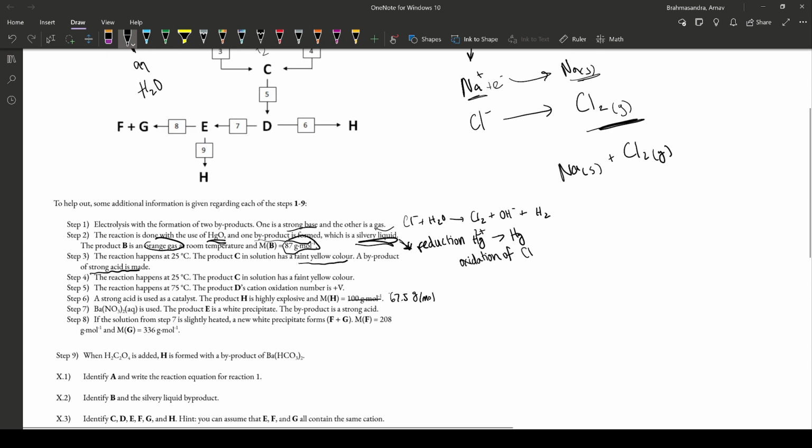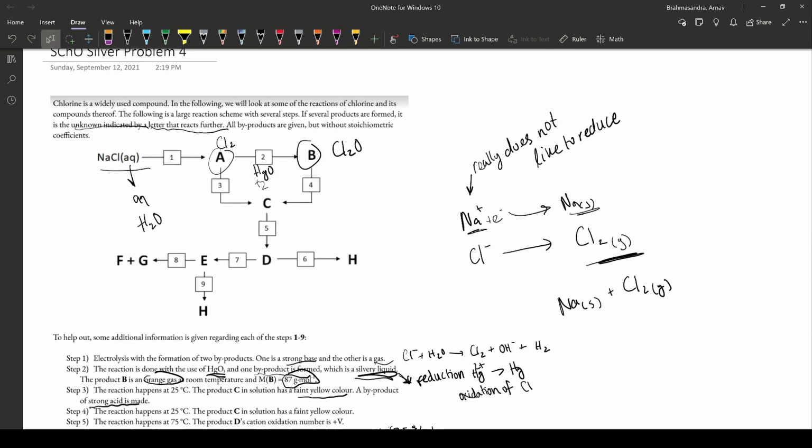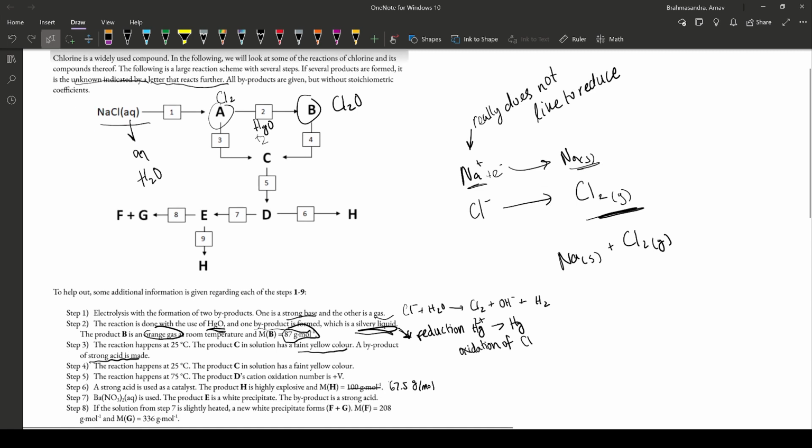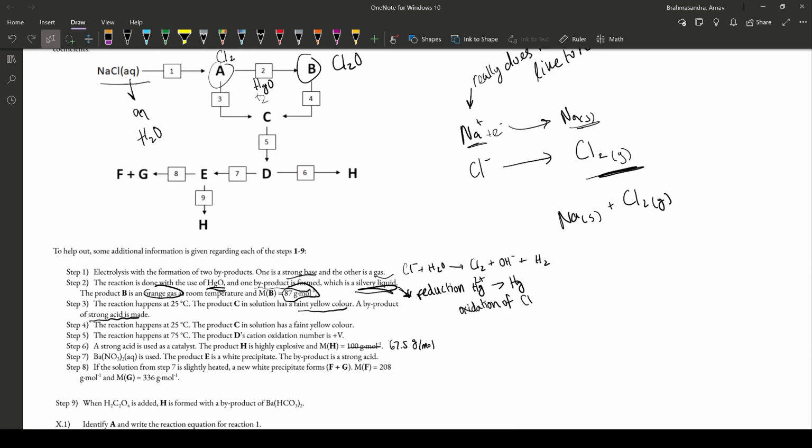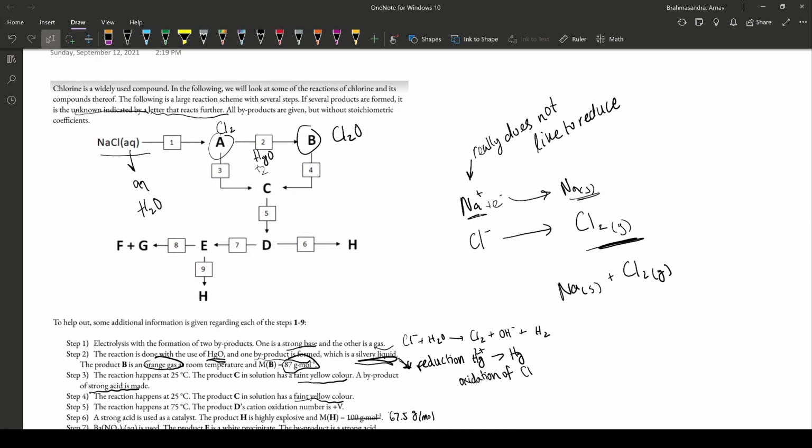If we look at step 4 and step 3, you can see that they're both leading to the same product C. So let's read step 4 as well. It says that this reaction happens at 25 degrees Celsius, and again, the product C has a faint yellow color. So that doesn't really give us any extra information. That's just telling us C has a faint yellow color. And again, this is trivia. You might know or you might not know.